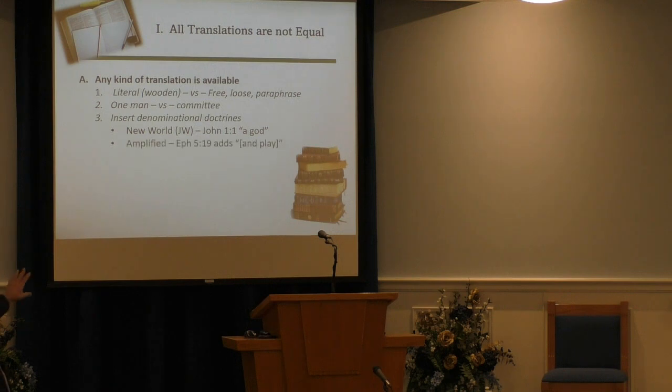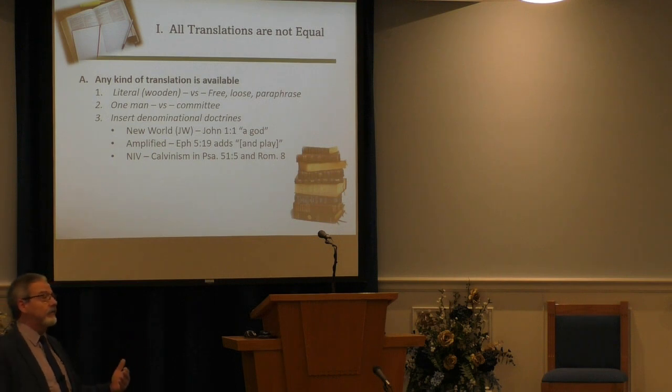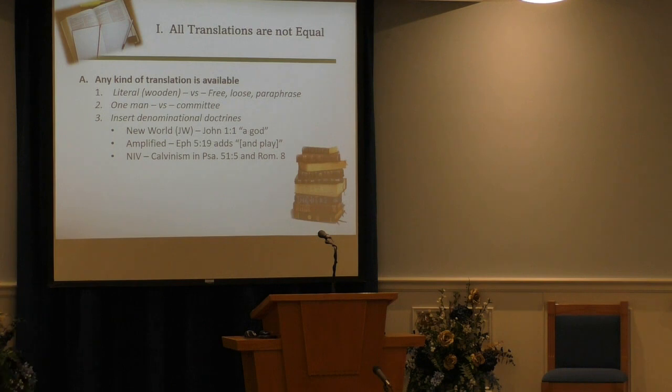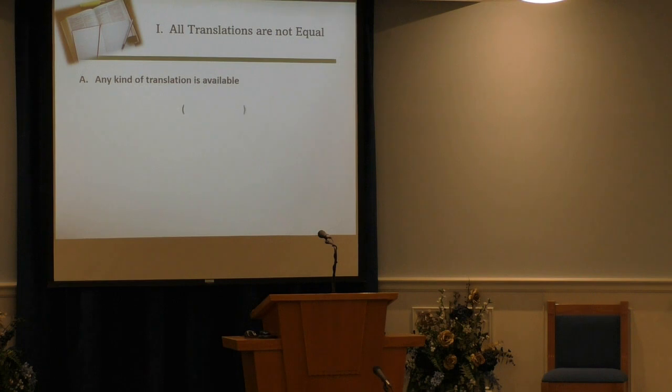The Amplified Version takes Ephesians 5:19 and adds "and play." Sing, and they put in brackets "and play." They've added that to the text. The New International has a heavy flavor of Calvinism. "I was born in sin." That's not what Psalm 51:5 says, but it translates that I was born in sin. That is a mistranslation. That same doctrine bleeds out in Romans 8 with man's sinful nature. And so it's heavily Calvinistic, and more about that translation a little bit later.